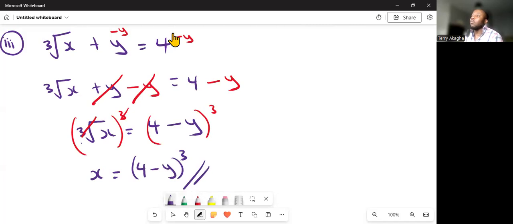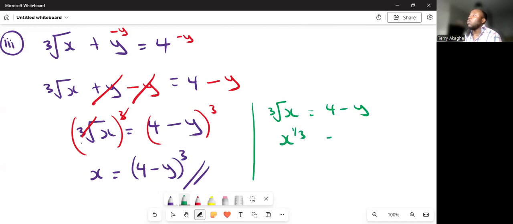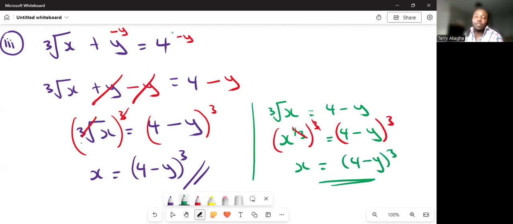3. Now, some of you might prefer to go the other route. So you have the cube root of x is equal to 4 minus y. You write this in index form, x to the power 1 over 3 will be equal to 4 minus y. Now, to get rid of 1 over 3, we'll raise both sides to the power of what? 3. Are you seeing it? Then this will cancel that. Then you're going to have x is equal to 4 minus y raised to the power of 3. So you can see, regardless of the method, you will get exactly the same thing. So it's very important that you know the laws of indices very well and be very, very conversant with it.